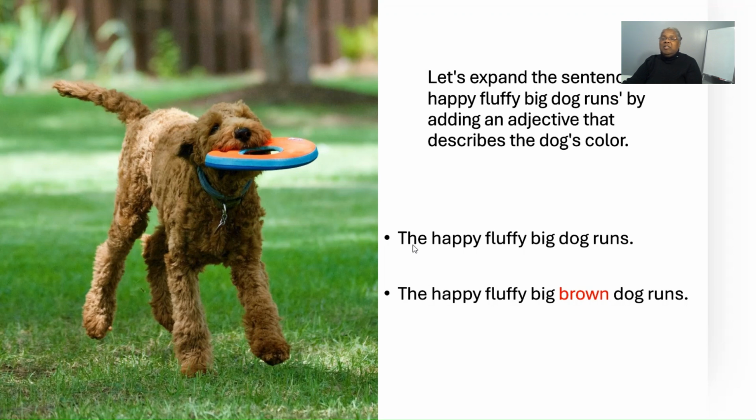Let's expand the sentence, the happy, fluffy, big dog runs, by adding an adjective that describes the dog's color. Well, the dog is brown, so we've added the color brown to our sentence to describe the color of the dog. Let us read the sentence together. Ready? Let us begin. The happy, fluffy, big brown dog runs.